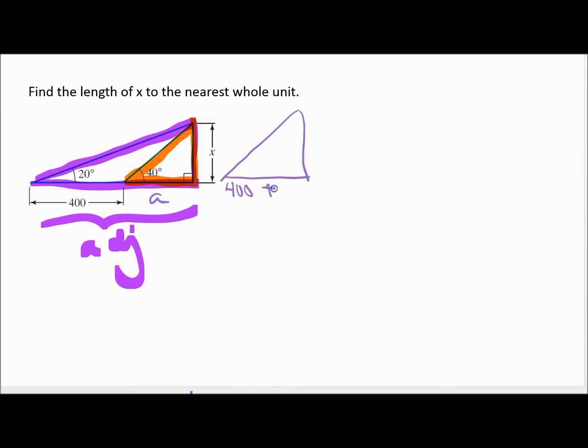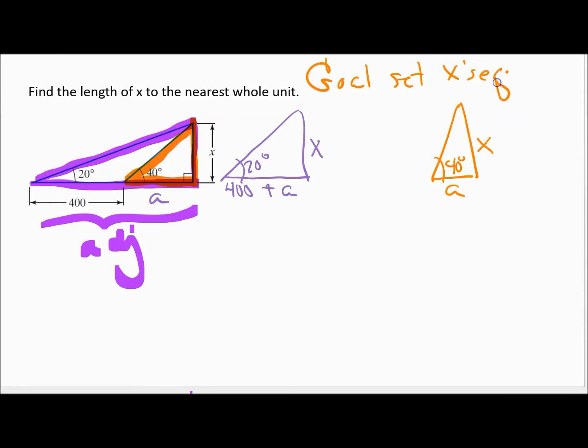So this is 400 plus a across my big purple triangle. This is 20 degrees, and this is x. And then I have a smaller orange triangle. Okay, so a is what we call the bottom. This is 40 degrees, and that is the same x as over here. So it's not like x1, x2. This is the same height on both of these triangles. Now the goal, because we're trying to solve for x, is to set the x's equal. That's going to be our goal.